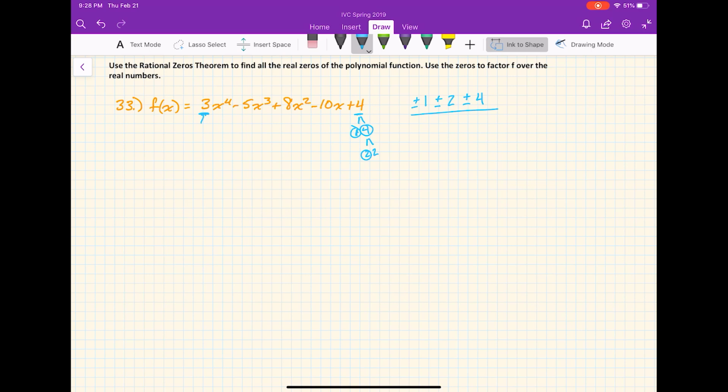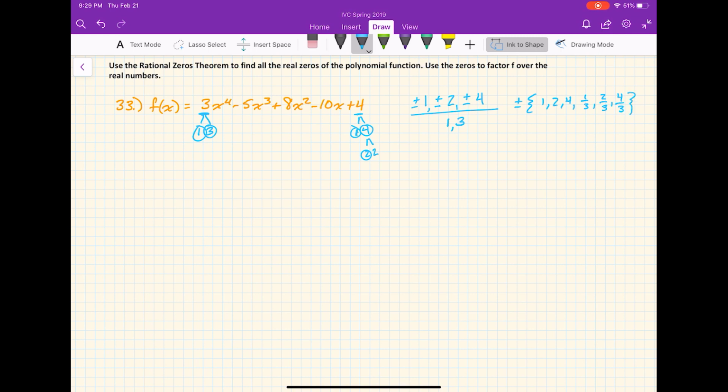And then I look at my leading term, which is 3, and its factors are 1 and 3. That's it. So I can use a 1 or a 3 on the bottom. If I divide all those top pieces by 1, I get plus or minus 1, 2, or 4. I'm lazy, so instead of writing plus or minus each time, I'm just going to use this squiggly, and it's the set of all these things: plus or minus 1, 2, 4, 1 over 3, 2 over 3, and 4 over 3.